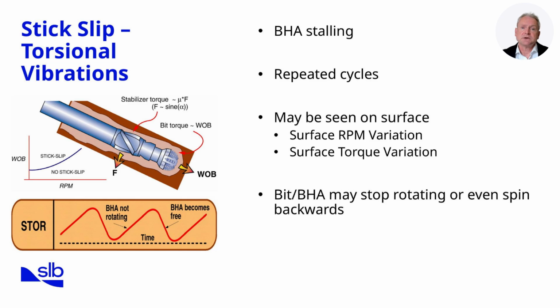Common indicators include BHA stalling, cycles repeating, surface RPM variation, and torque fluctuations. These symptoms are often visible on surface data, but the root cause lies downhole. Managing stick slip requires a combination of bit design, downhole vibration tools, and sometimes surface control adjustments. Next, we'll focus specifically on bit technology and how certain bit types can help reduce torsional vibration.